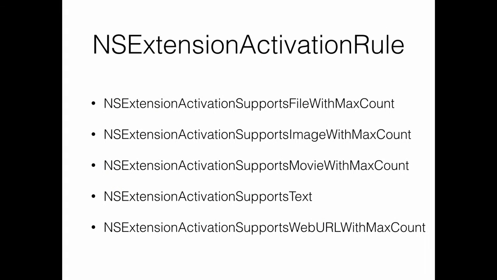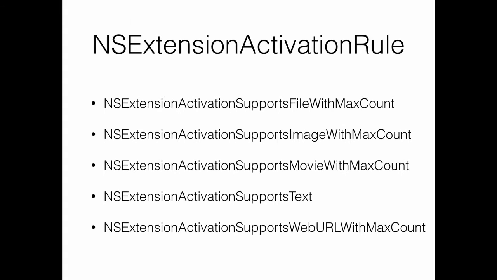When you use it as a dictionary, you have a set of other keys that you can take advantage of, and these are simple ways to filter out when your extension is going to be available and when it's not going to be available. So for example, you could say you want to support files, and you give it a max count. A max count of 0 means that you're not supporting files at all. If you gave it a max count of 1, that means you're supporting a file.